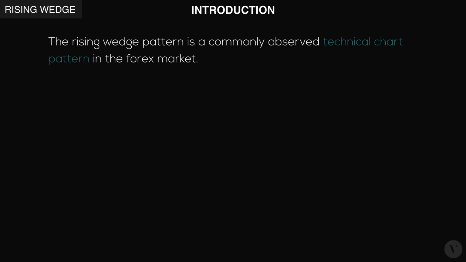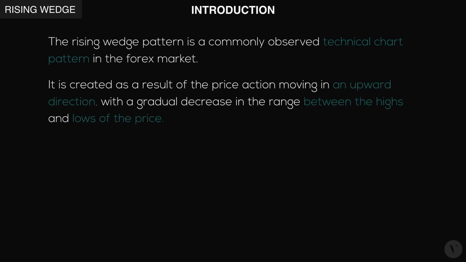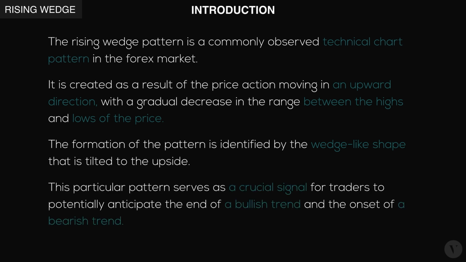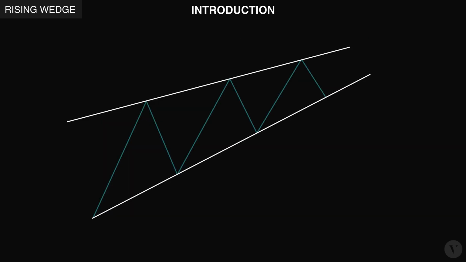The rising wedge pattern is a commonly observed technical chart pattern in the Forex market. It is created as a result of the price action moving in an upward direction with a gradual decrease in the range between the highs and the lows of the price. The formation of the pattern is identified by the wedge-like shape that is tilted to the upside. This particular pattern serves as a crucial sign for traders to potentially anticipate the end of a bullish trend and the onset of a bearish trend. This is what the rising wedge looks like in a visual format.